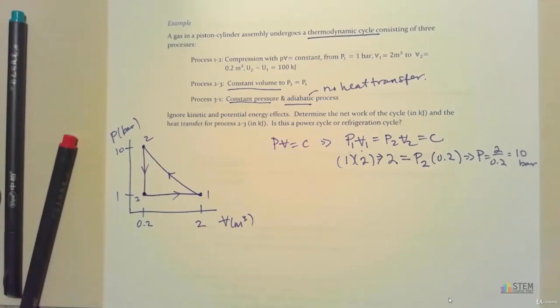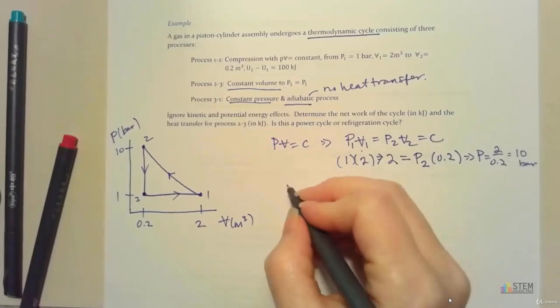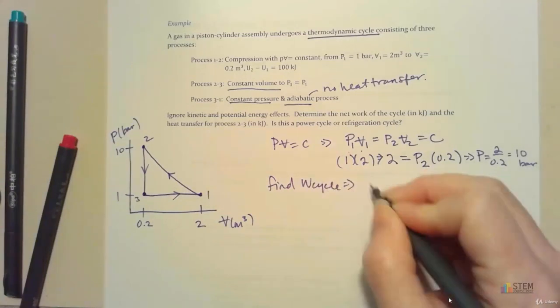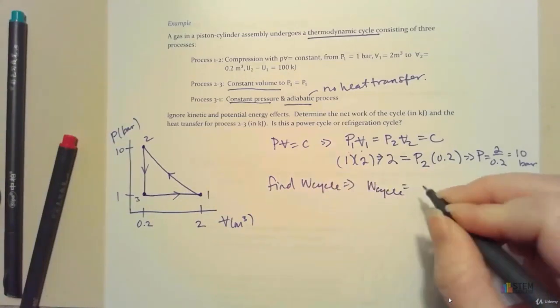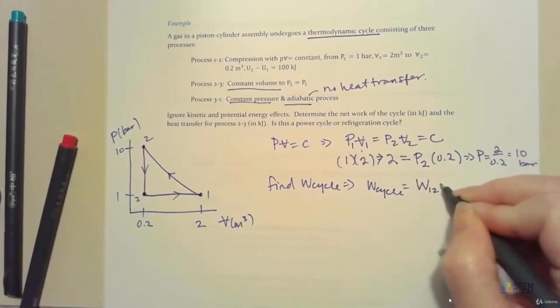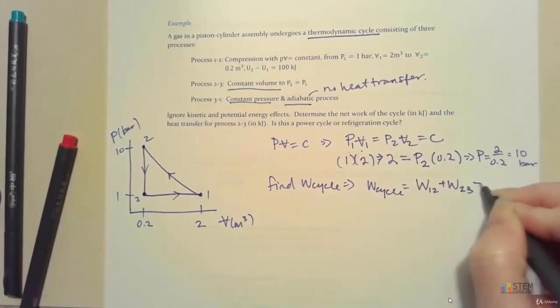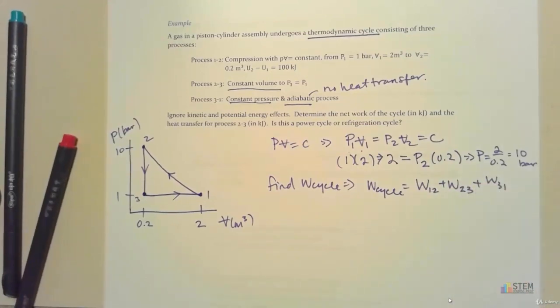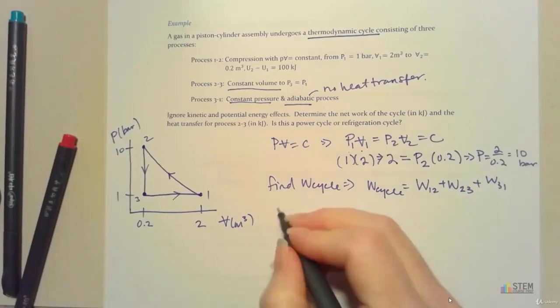Okay. Now what we want to do is find the net work of the cycle in kilojoules and also the heat transfer for 2-3. So net work of the cycle is going to be the summation of the work for each of those processes. So we've got work of 1-2, work of 2-3, and then work of 3-1. We're going to find each of these works, and then sum them up to get the total. So let's start with this first one, 1-2.